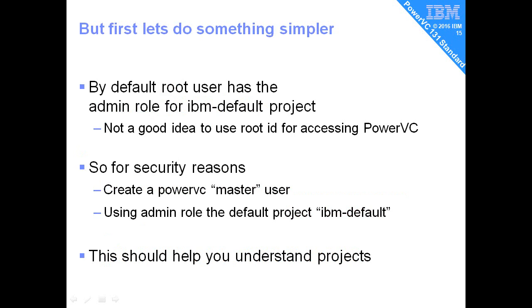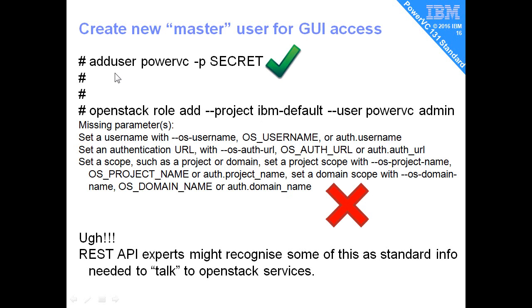Now, before we start creating projects, let's do something a little bit simpler to get us used to the idea. By default, the root user has the admin role for the IBM default project. And that's not a good idea, to use the root ID to access PowerVC. So for security reasons, we're going to create a new user called powervc, nice and easy to remember, as this new master user. So they have the admin role for the default project. And this should help us understand the controlling of projects. So we're going to use the useradd Linux command, Red Hat in this case, to create the user and set the password.